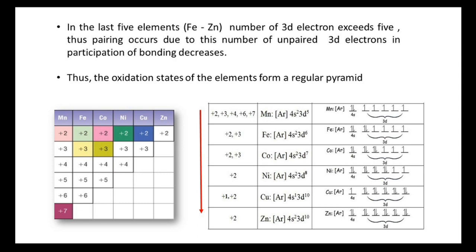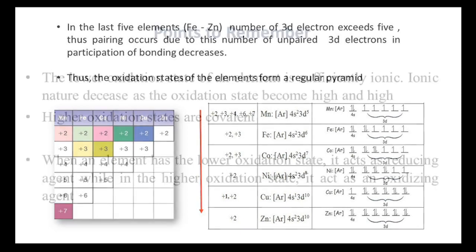Thus the oxidation states of the elements form a regular pyramid. We give one conclusion: as the atomic number increases, the oxidation state also increases. It reaches the middle, and in the middle it is a maximum. After that, it starts decreasing due to the pairing of the d orbitals.